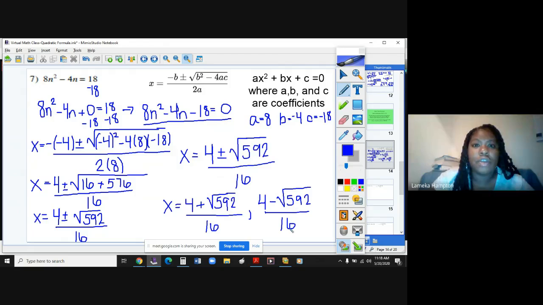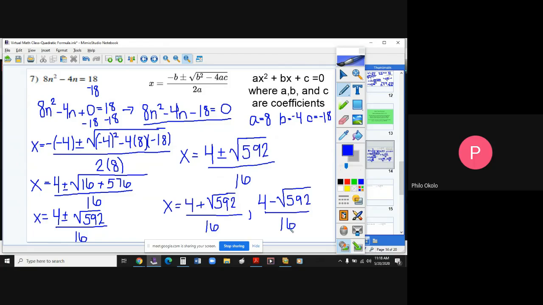Excuse me, Miss Hampton. Yes, Miss Philomena. That's good. It's very clear. But I want to ask, in subsequent questions where you have imperfect square roots, is the answer still going to look just like this at the end?